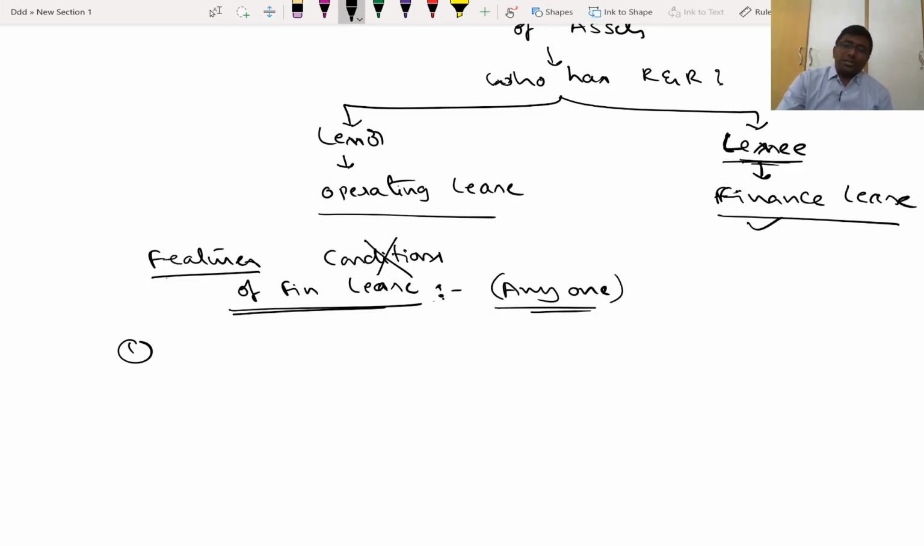Finance lease accounting is different. Operating lease accounting is entirely different. That's why you should be very, very careful.